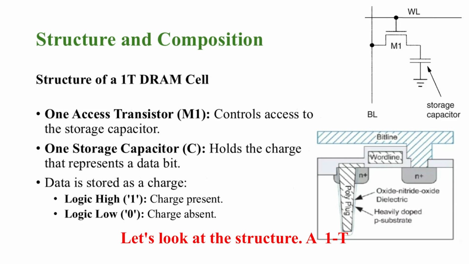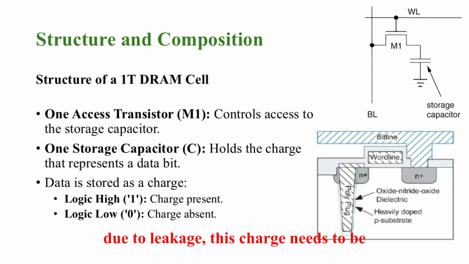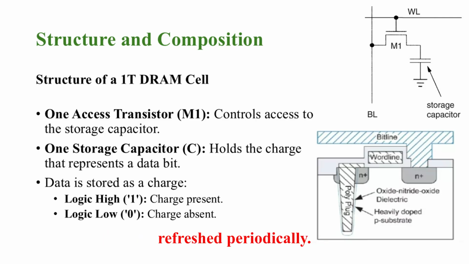Let's look at the structure. A 1TD RAM cell includes an access transistor that enables or disables access to the storage capacitor. A storage capacitor where data is stored as charge. The capacitor represents data as a logic high when charged and a logic low when discharged. However, due to leakage, this charge needs to be refreshed periodically.